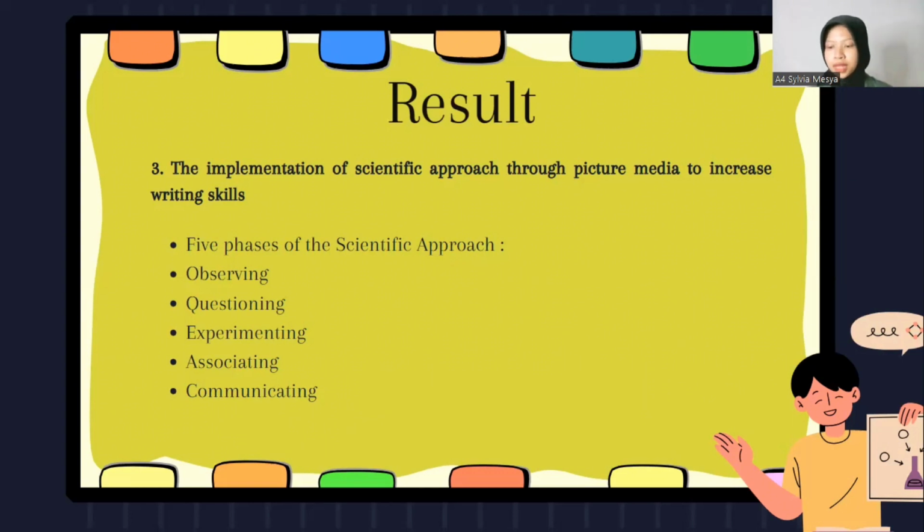And then experimenting. Experimenting includes 3 steps: preparation, acquisition, and follow-up. And then associating deals with students' ability to analyze and associate information in groups as well, to identify interrelationship patterns between different information. And the last, communicating. For communicating, students carry out the competence to draw conclusions from the facts they have observed and tried before, which are the activities students do in this step.